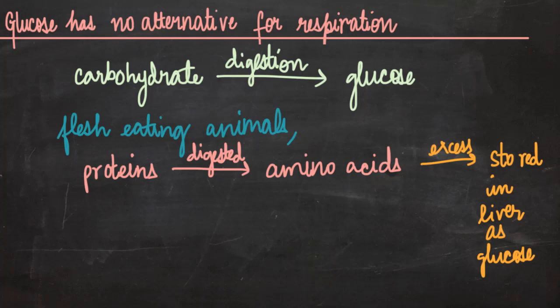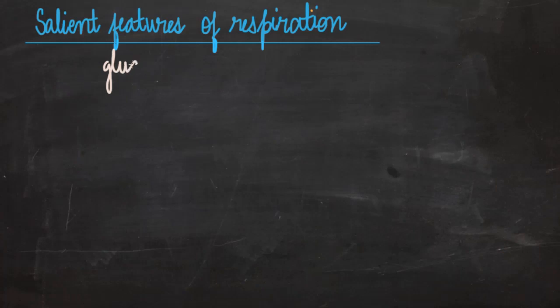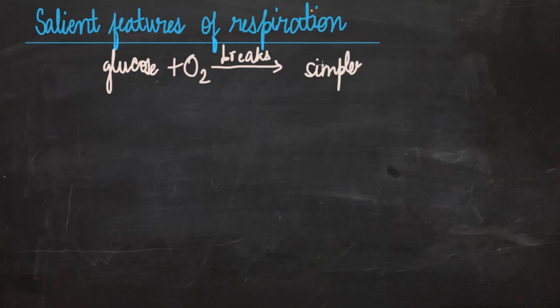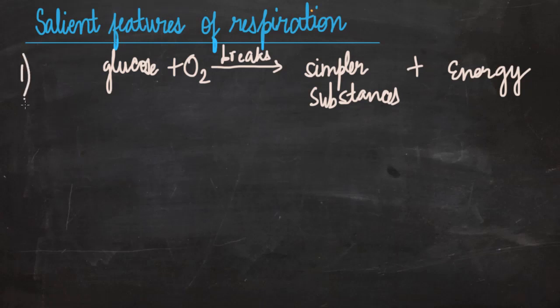Now let's see some of the salient features of the process of respiration. In respiration, glucose reacts with oxygen and breaks into simpler substances. In this process, energy is released, which is used by the cells. This would be the first feature of respiration. The second point is that this process is not a single step. It takes place in multiple steps.